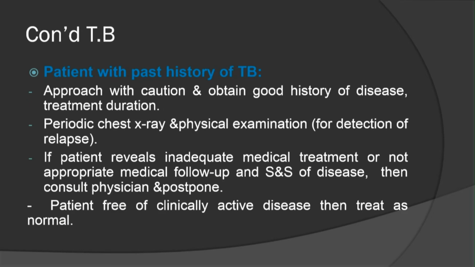The second category is the patient with a past history of TB, which requires caution. Here the approach should be cautious, and we have to obtain a good history of the disease process and treatment. We have to check whether the patient completed the full course of treatment, and also do a periodic chest x-ray to see whether there is hilar lymphadenopathy, unilateral or bilateral, along with a physical examination for detection of any relapse, because he or she has a history of TB.